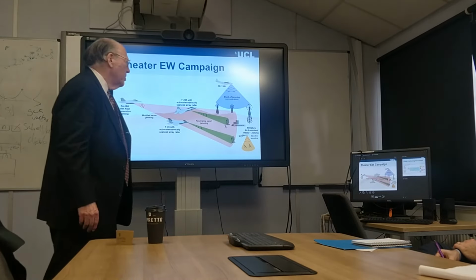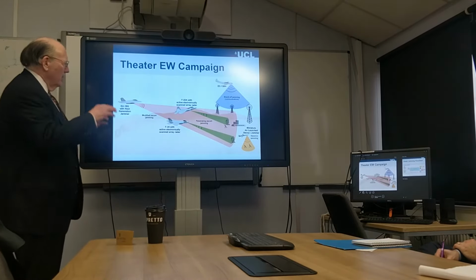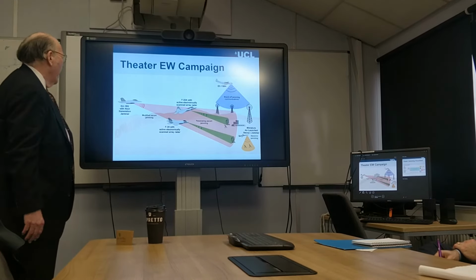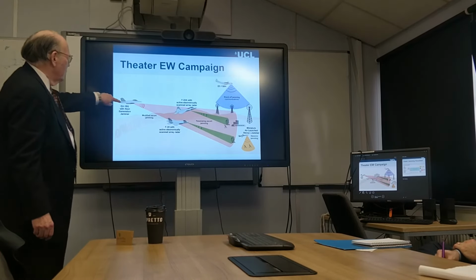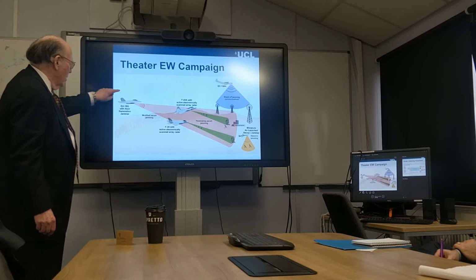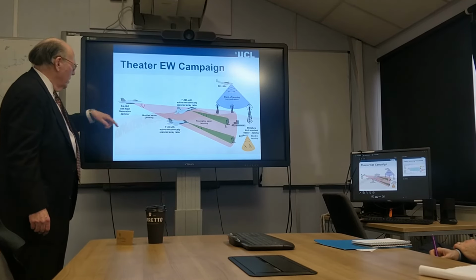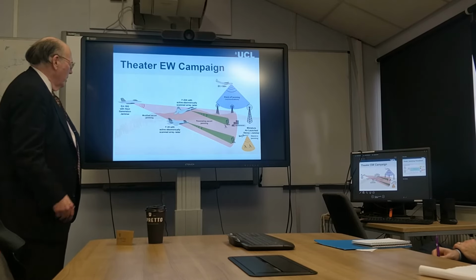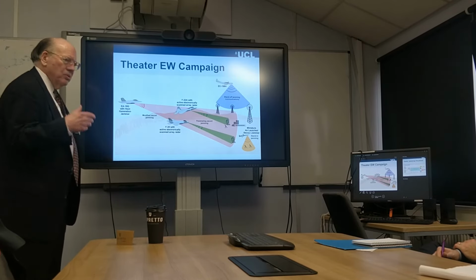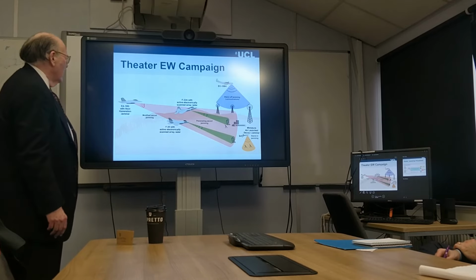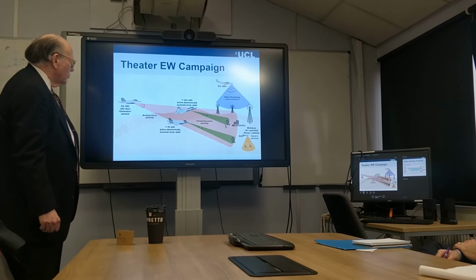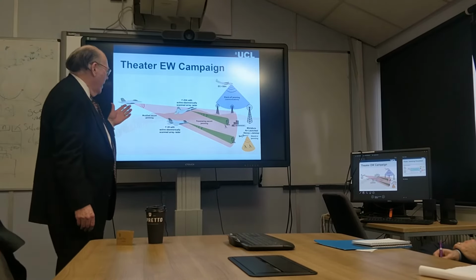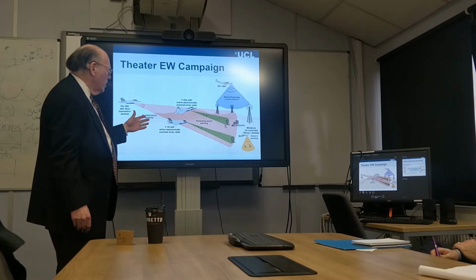So this is a representation of the theater electronic warfare campaign, if you will. You might have jamming aircraft. This is the EA-18G, the U.S. Navy aircraft that does standoff jamming. The RAF, I think, uses Tornadoes for that role. And you may also have an escort jammer.